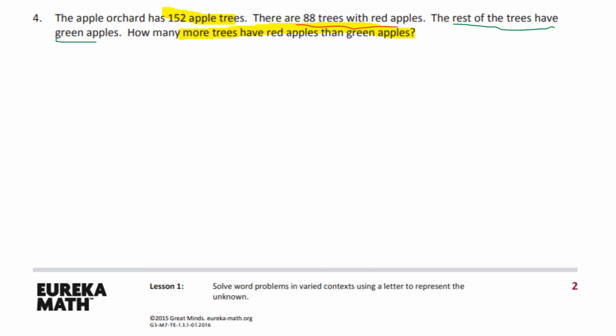So now the apple orchard has 152 apple trees. There are 88 trees with red apples, and the rest of the trees have green apples. As you can see, I underlined them in red and green too. How many more trees have red apples than green apples? So this one is going to be mainly using subtraction. And again, remember, these are multi-step problems, so you want to be numbering your sections that you are doing.